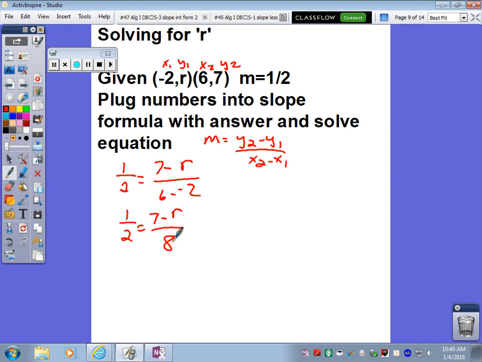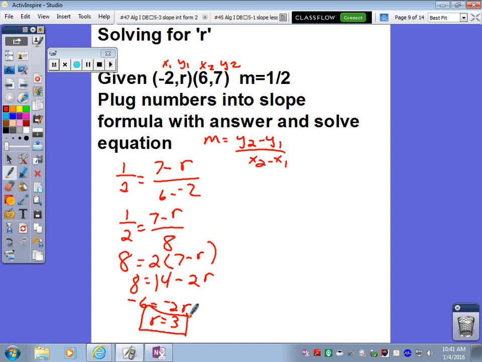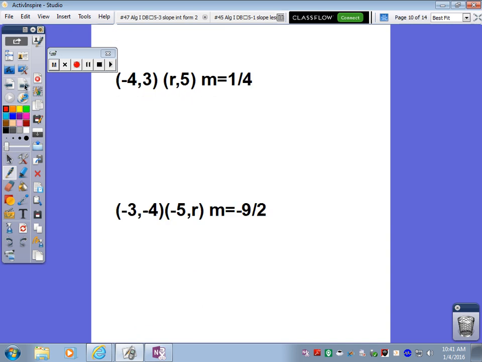Then we do the cross multiplication that we do to solve an equation like this. So 8 is equal to 2 times 7 minus r. I can go ahead and multiply it. It's equal to 14 minus 2r. We go ahead and bring the 14 over, and we get -6 is equal to -2r, and r is equal to 3. So here's how to solve for r.